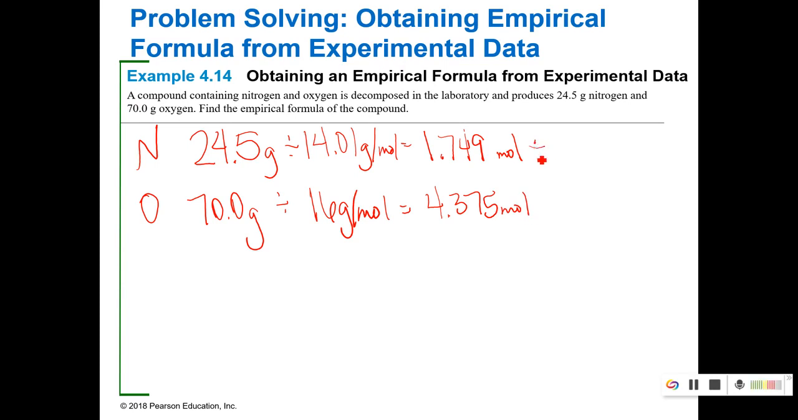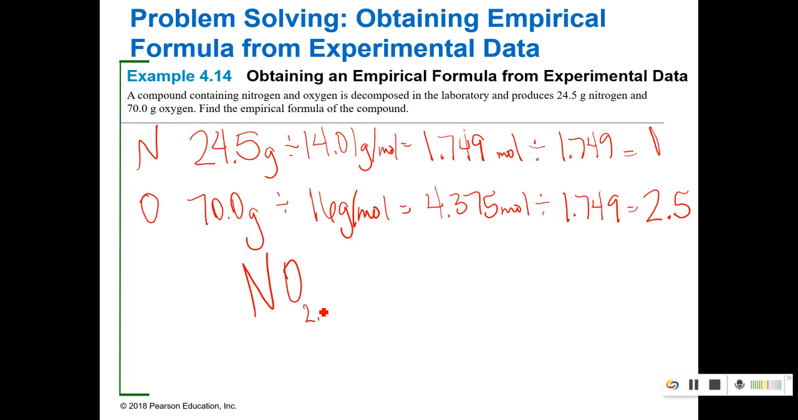Okay. Step 3, divide by the smallest. So that's 1.749, 1.749. This is to get whole numbers. So the smaller one becomes 1. The bigger one becomes whatever it is. So in this case, if we were to leave it, this would be my formula. Notice that's not a whole number. So to make 2.5 a whole number, I have to multiply everything by 2. Don't forget, if you have to do step 4, you have to multiply it all by that number.